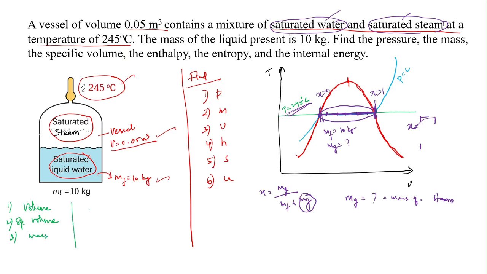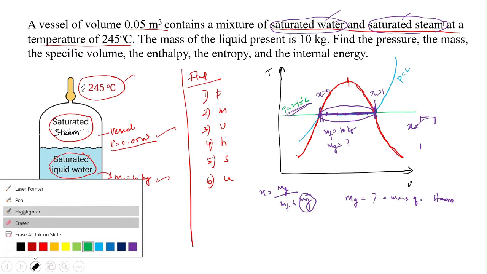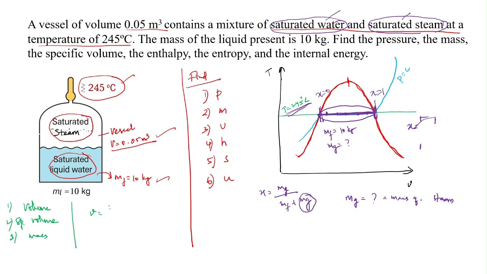We can interrelate these three properties. Here you already know that mass is equal to volume divided by specific volume. From the specific volume equation, the specific volume is equal to volume divided by mass. Otherwise we can say volume is equal to mass into specific volume, or mass is equal to volume divided by specific volume. We have these three relations, and from them we are going to find the mass.